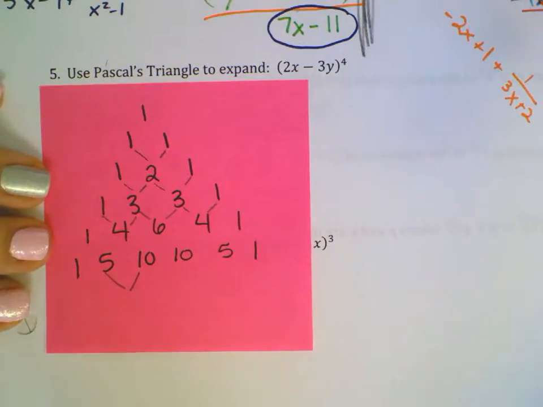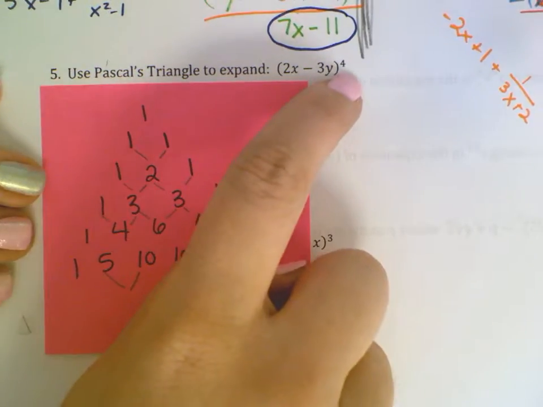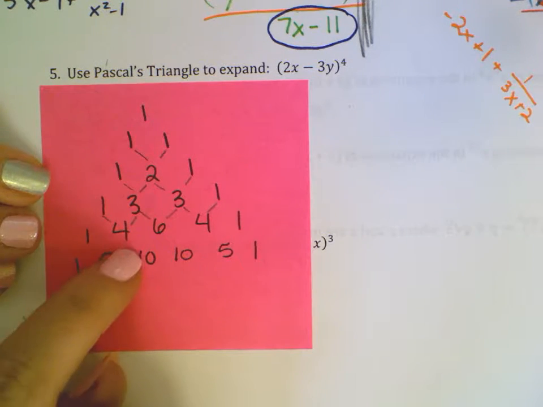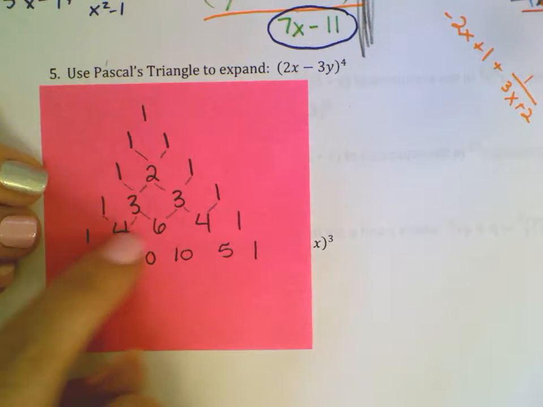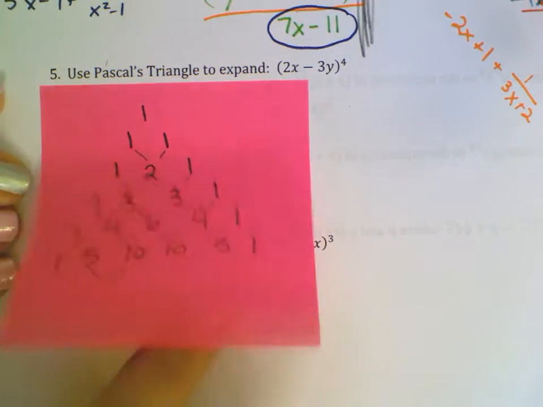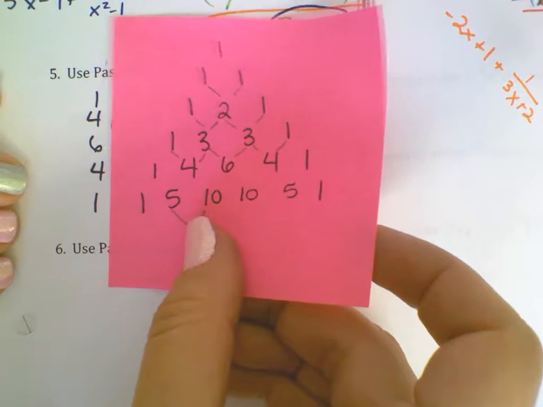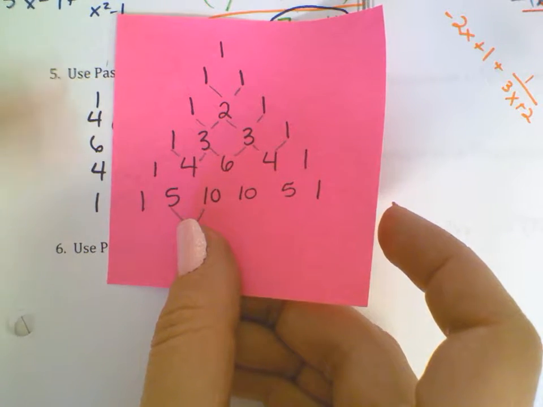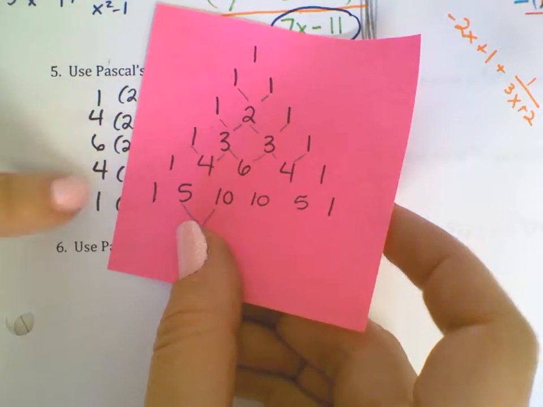And if it's telling us that we are trying to expand to the fourth, that means we will start where the first number after 1 is 4. You will always have one more coefficient than your exponent. Again, these are going to represent the coefficients of our expansion. So, there we are: 1, 4, 6, 4, 1. I wrote them vertically so I could write everything beside each coefficient.